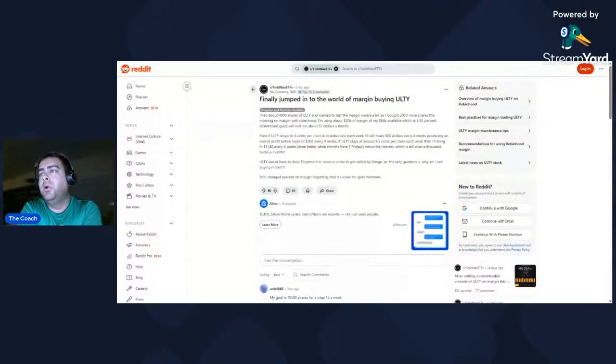All right, so here's a person that finally jumped into the world of margin buying ULTI. They decided they were going to go headfirst and dive in with margin. So they had about 4,000 shares of ULTI. They wanted to test the margin waters a bit, so they bought 3,000 more shares on margin with Robinhood. They're using about 20,000 of a margin of 64,000 available at 5.5%, which by the way is the lowest, with Robinhood Gold. It costs about $92 a month. That's not bad at all to borrow that amount of money.